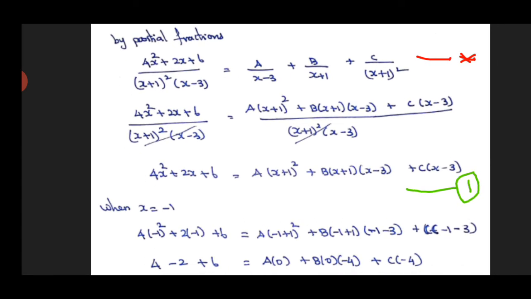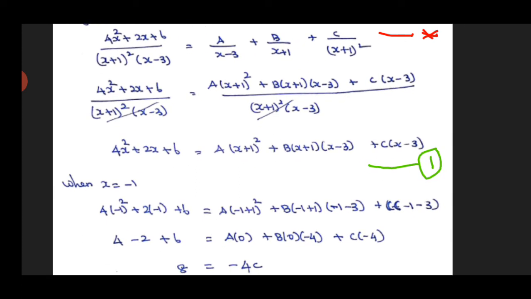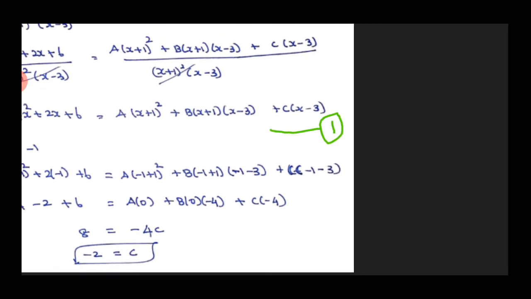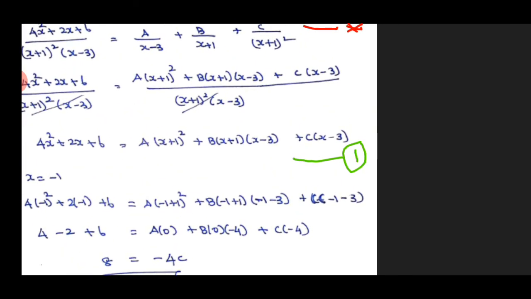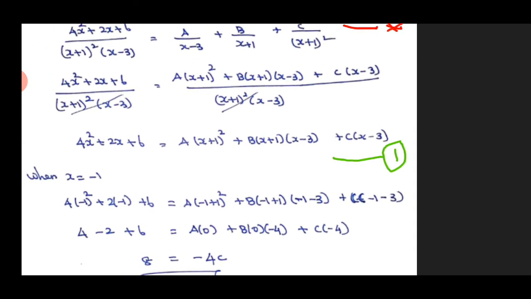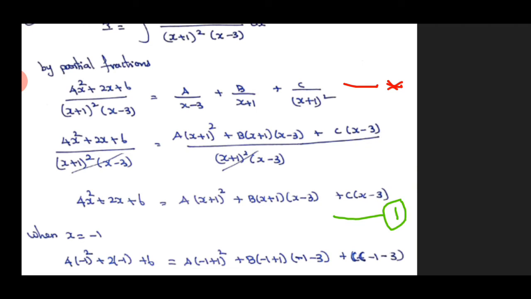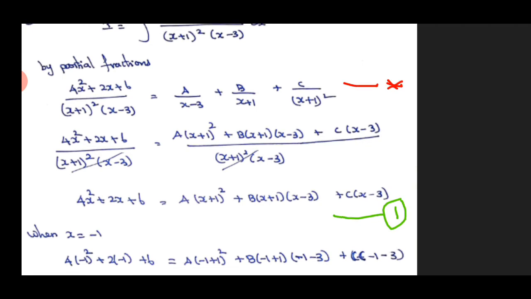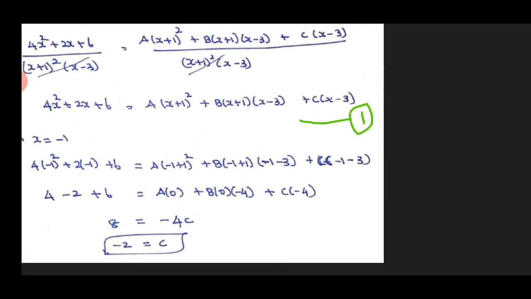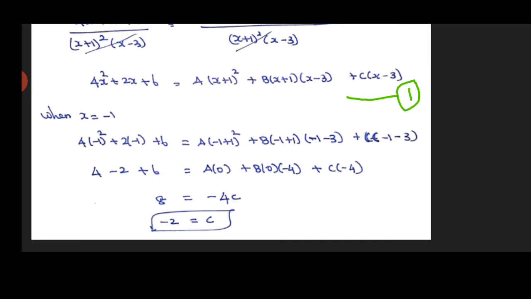Now left side and right side both have the same denominator, so we can cancel them. So we get the equation 4x square plus 2x plus 6 equals a of (x plus 1) the whole square plus b of (x plus 1) into (x minus 3) plus c of (x minus 3). This equation I mark as 1, in green color, and that is going to help us. Now we have to find the values of a, b, c. For that we have to substitute different values for x.